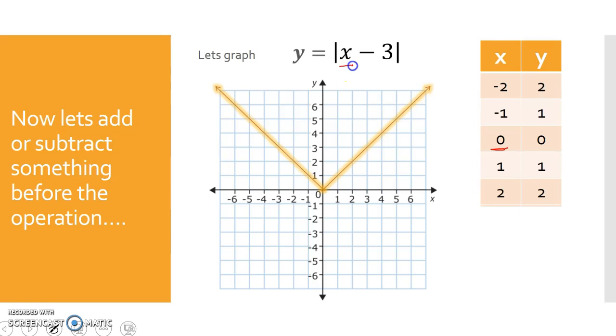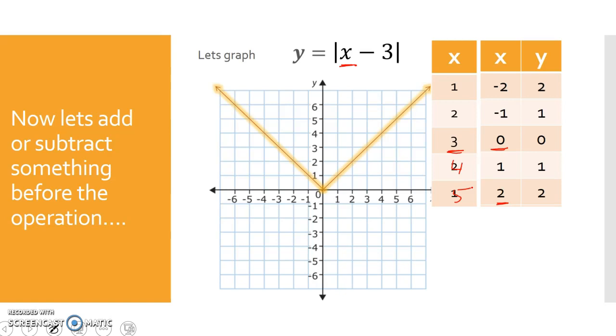Well, I can't plug in 0 for x anymore. What I'm going to have to do is plug in 3. Because 3 minus 3 would give me the 0, and the absolute value of 0 is 0. If I wanted to plug in a 2, let's say, this is actually supposed to be a 4, and this should be a 5 here. If I actually wanted to plug in a 2, then I would plug in a 5. 5 minus 3 is 2. The absolute value of 2 does give me 2.